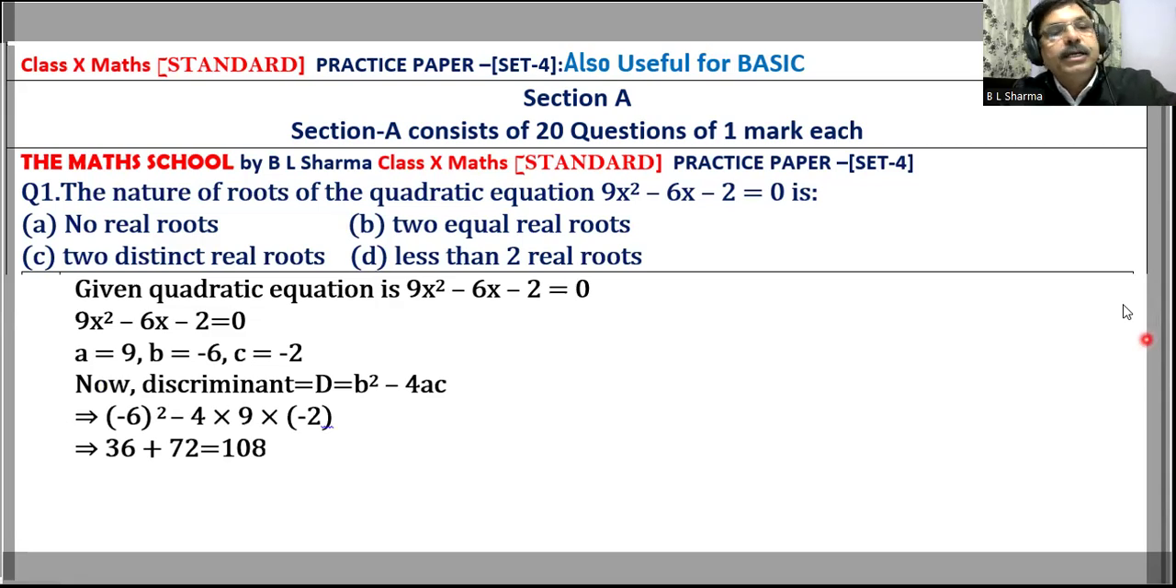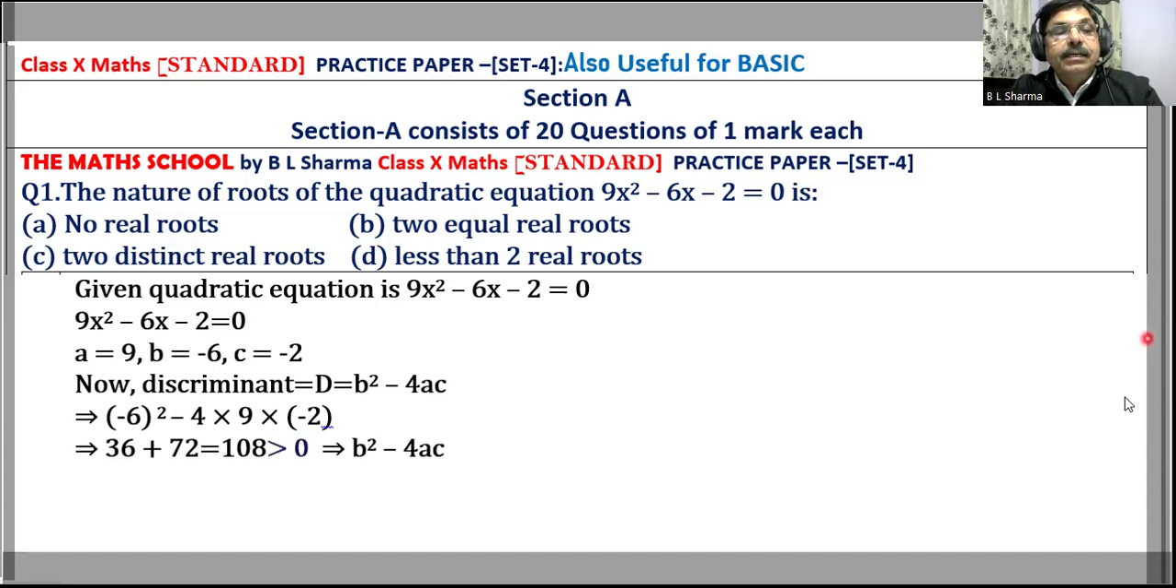Then let me know what kind of nature of the quadratic equation it will be. क्या होगा ये यहाँ पे? Because the discriminant is 108. To get the nature of roots, we decide whether the discriminant is equal to 0, greater than 0, or less than 0. But here, this is greater than 0.